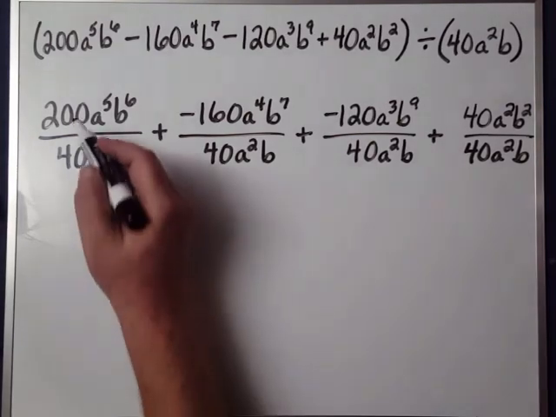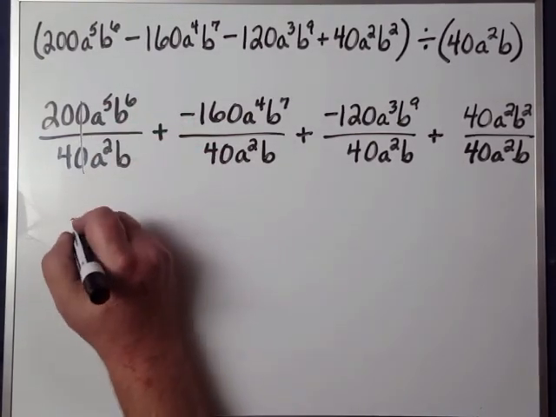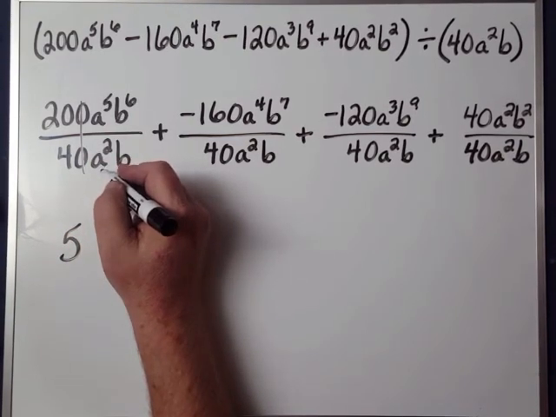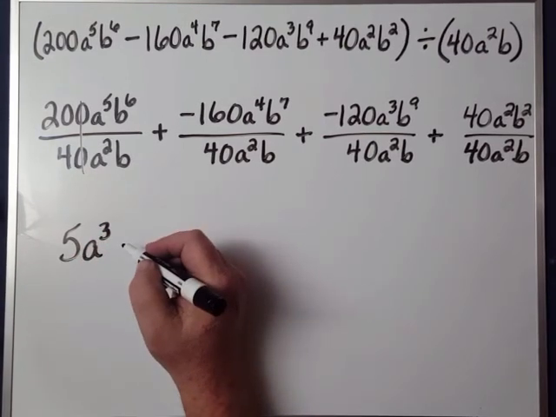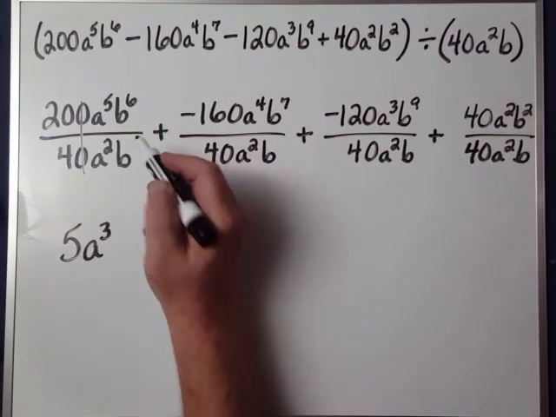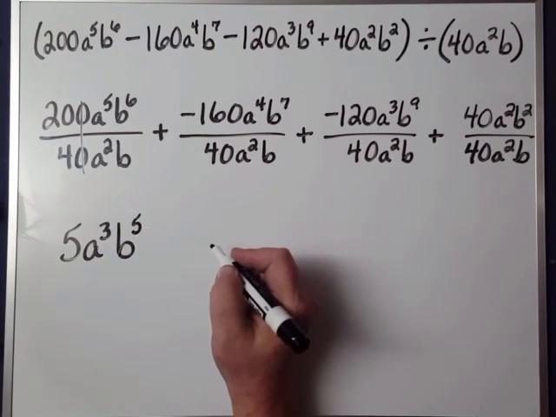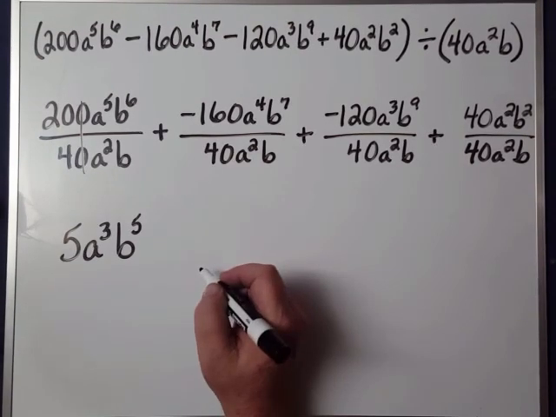In my first term, 200 over 40. Well, that's the same as 20 over 4, and that's 5. When I look at the a's, I'm left with 3 factors of a in the top. I look at the b's. How many are left and where? 5 b's in the top. Nothing survives in the denominator. We don't write over 1.